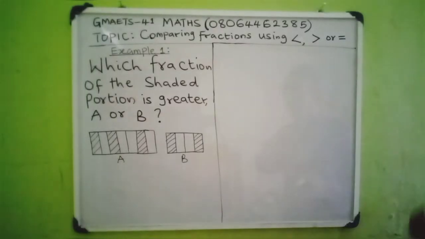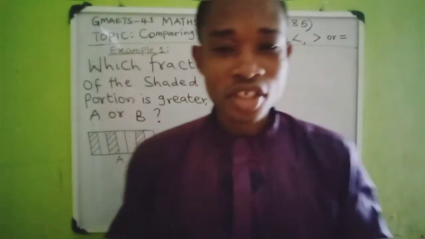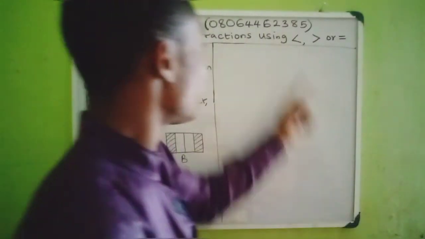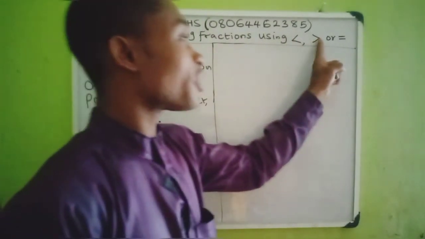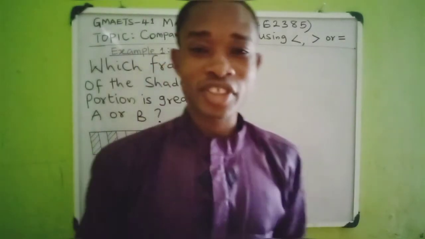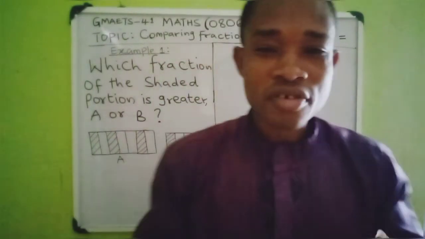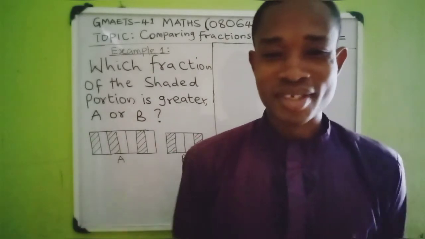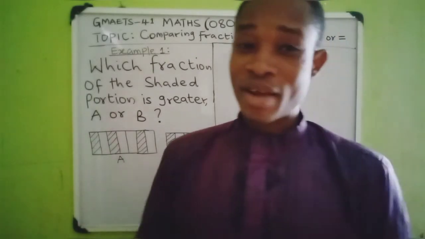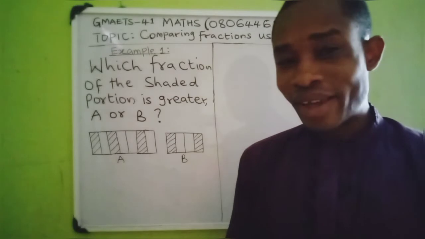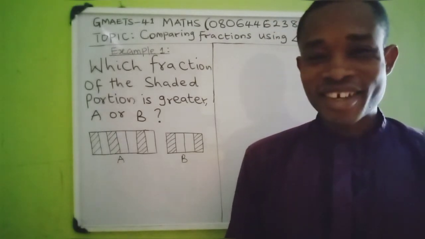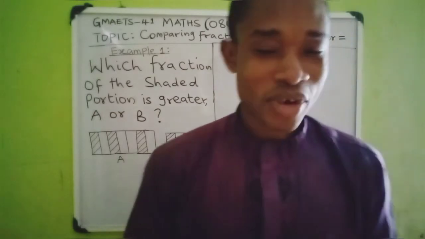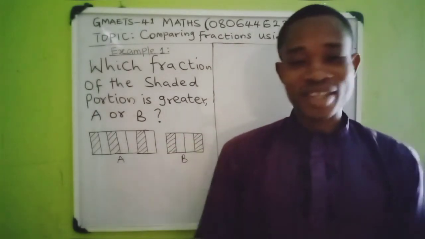In our video today, GMAT 41 is going to teach you how you can compare two or more fractions using the less than sign, greater than sign, or equal to sign. We're going to look at a general and faster method of making this comparison. You're going to observe this now. The secret we're going to tell you is multiplication. And so we advise you pupils to ensure that you practice your multiplication table regularly.